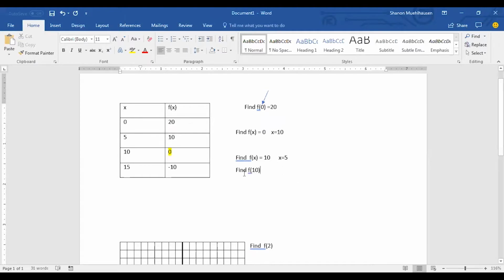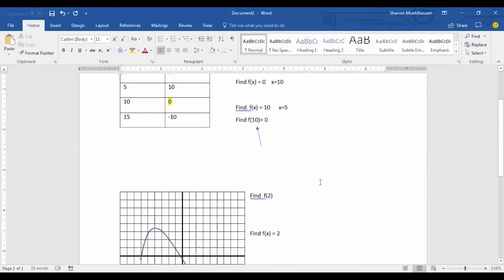The fourth one says find f of 10. Remembering, again, anything that's inside those parentheses there is the x. That's what we're putting in for x. So this says x is 10, and our answer spits out that 0.